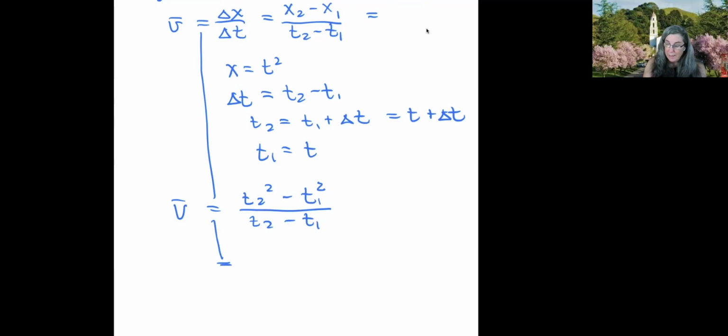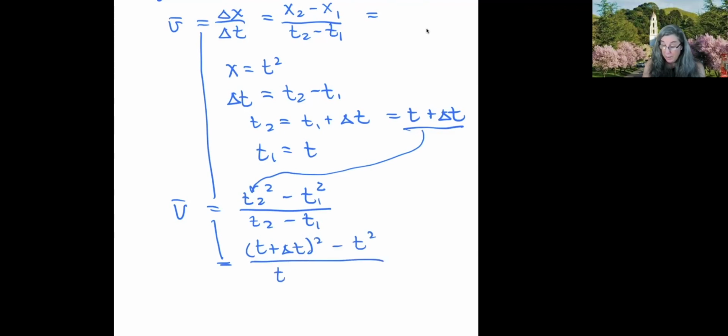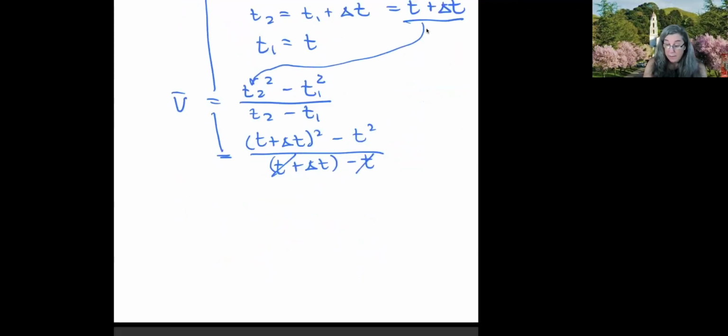For T2, though, I'm going to replace this expression so that it becomes the quantity t plus delta t, squared. And then remember, I'm replacing t1 with just t. And this becomes t plus delta t. You don't really need a quantity since it's not squared down there, minus t. Here, these t's just cancel, and so I get a nice delta t on the bottom.